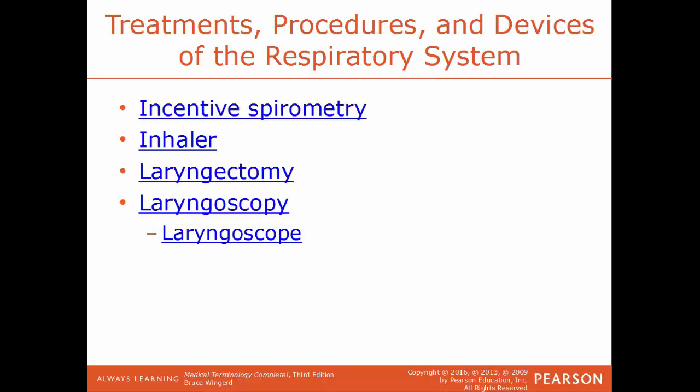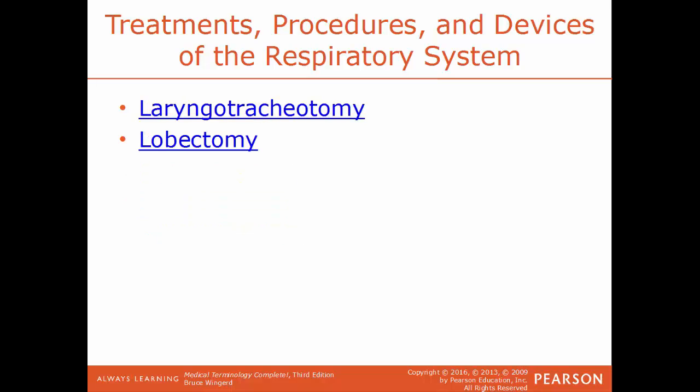Laryngectomy. This is the removal of the larynx, the surgical removal of the voice box. It's usually done to treat cancer of the larynx. The next two terms will be related to each other: laryngoscopy, the process of viewing the larynx, and the tool they would use to do so would be a laryngoscope. Laryngotracheotomy. This is the process of cutting into the larynx or cutting into the trachea. Lobectomy. This is the surgical removal of a lobe of the lung.